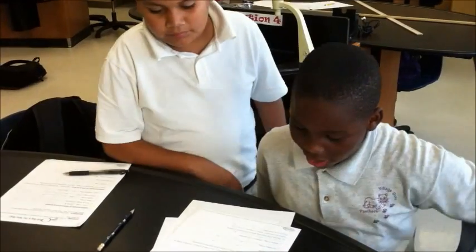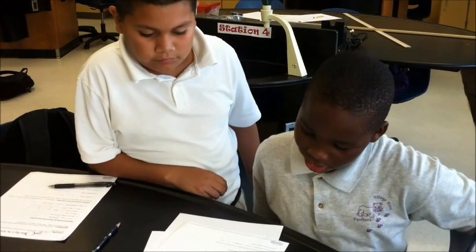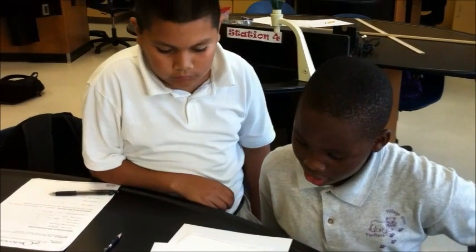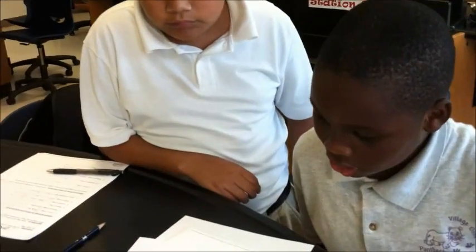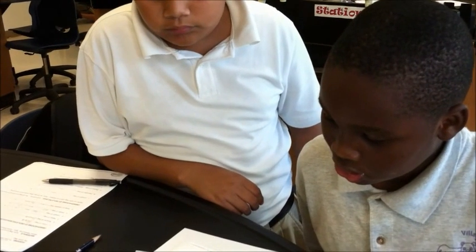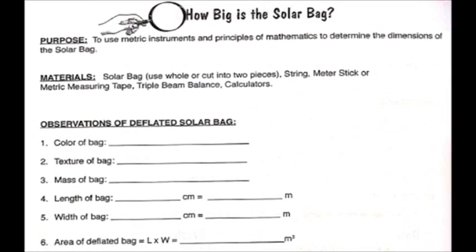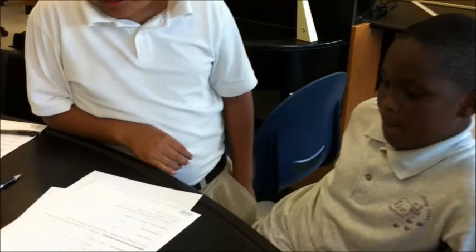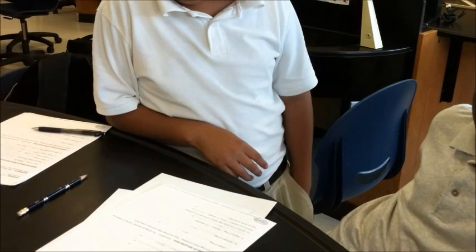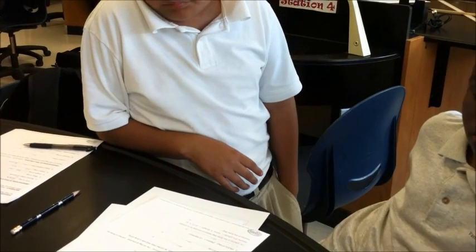Texture of bag, length of bag, 700 centimeters equals 7 meters. All right, so that's your observation of the deflated solar bag, right?